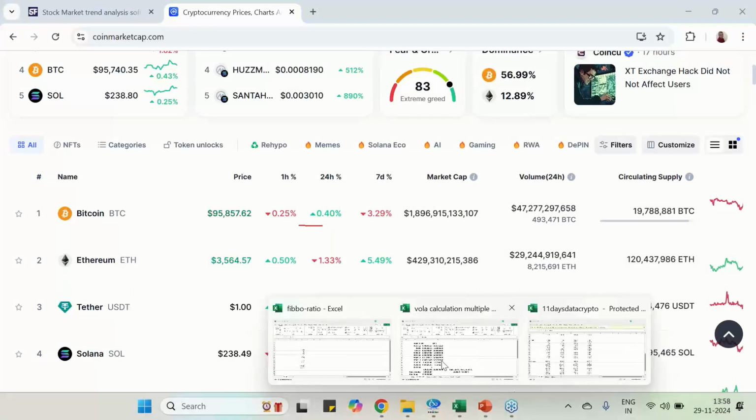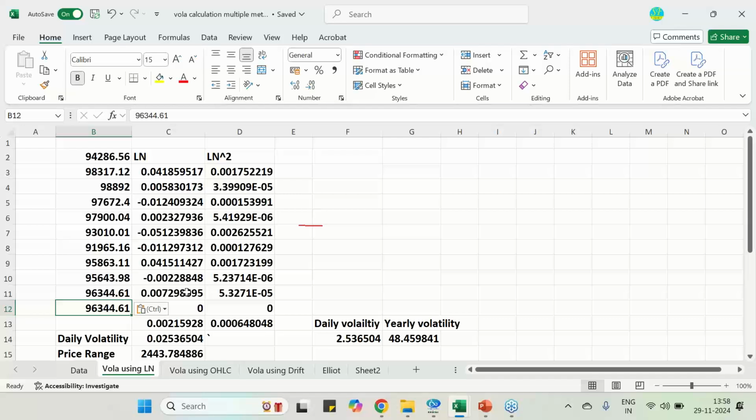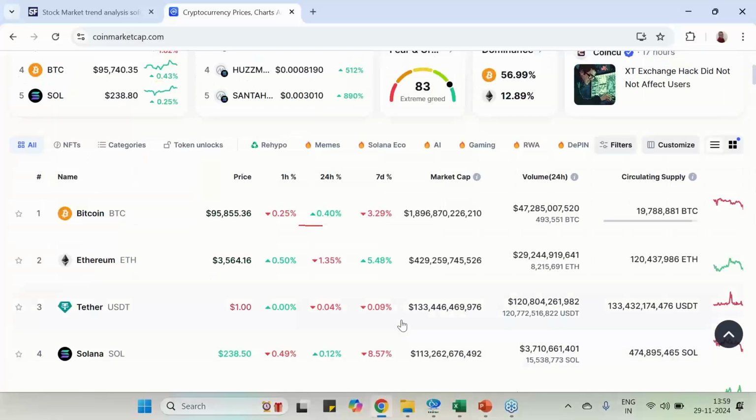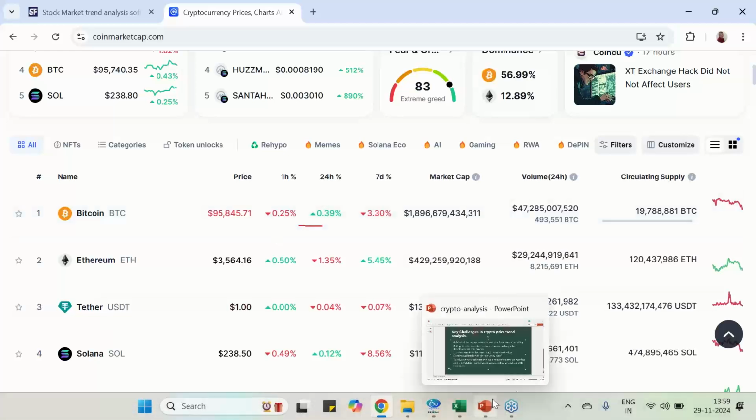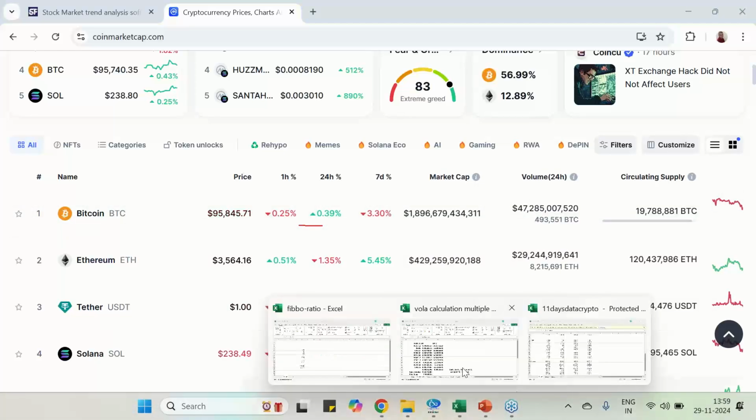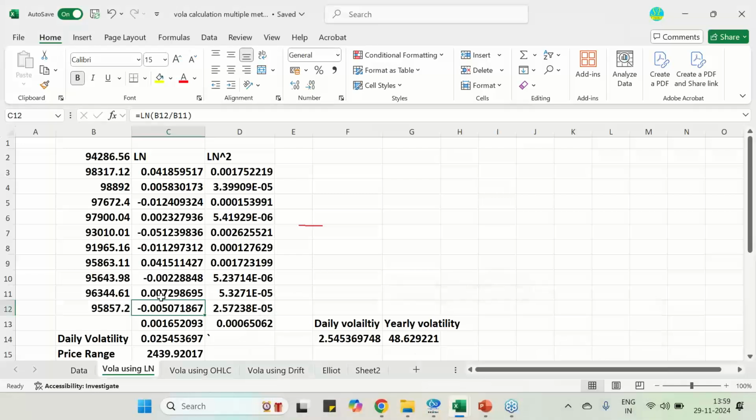So the price is 95,857.20. It was 96,344.60 earlier, and it is 0.25% down. These prices will keep changing, so whatever the price is, we just put it in and do our calculation.